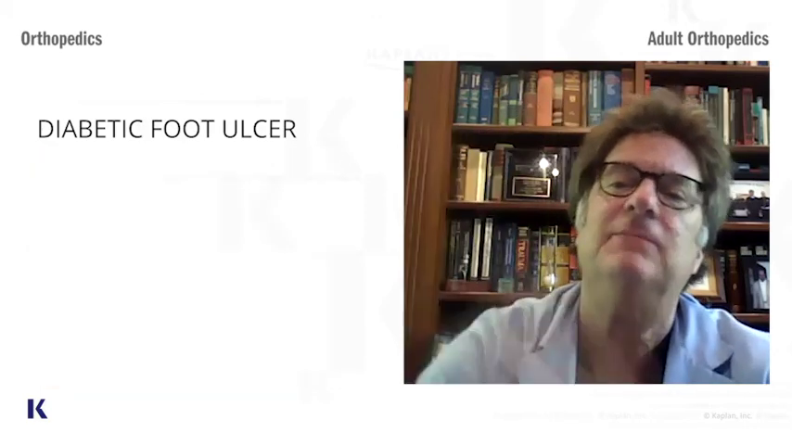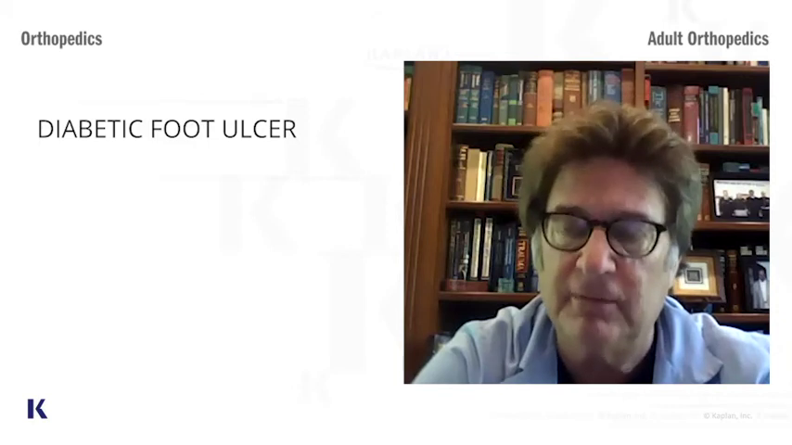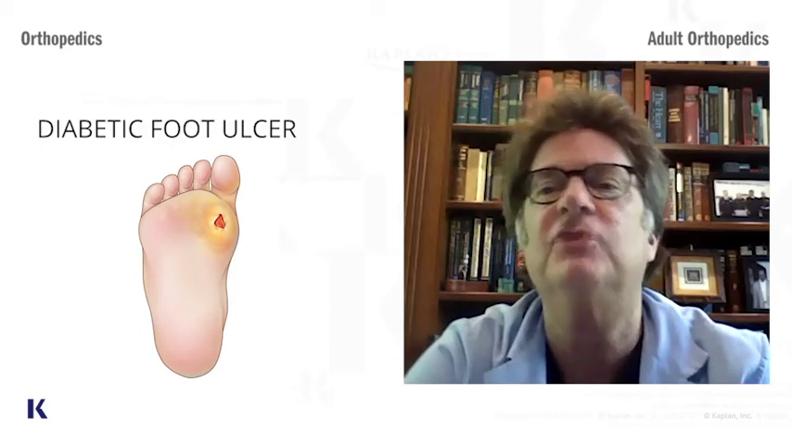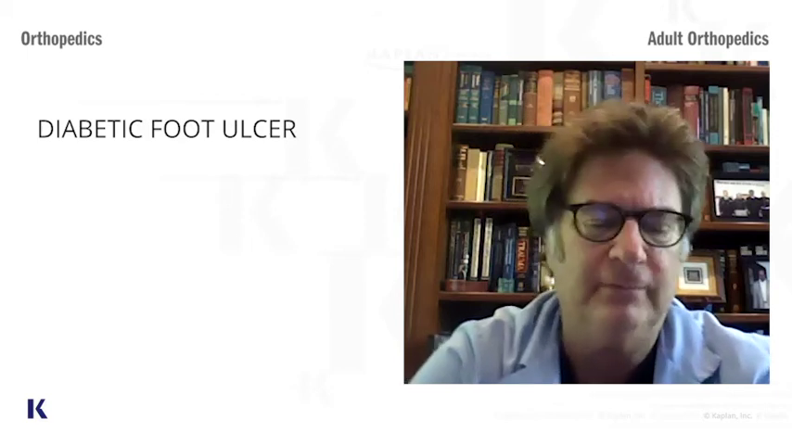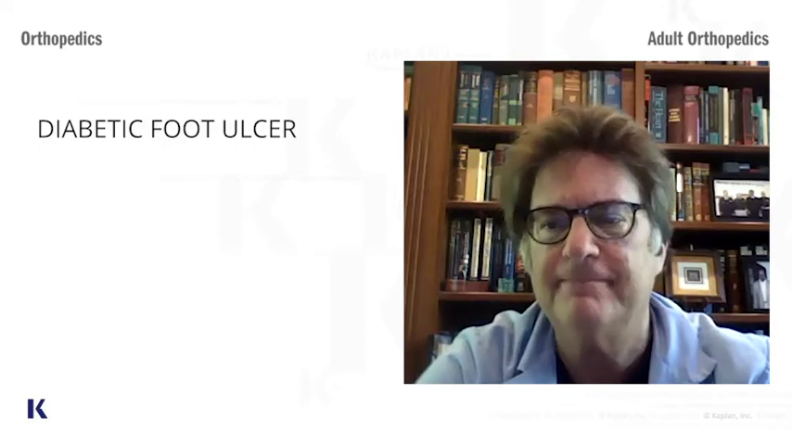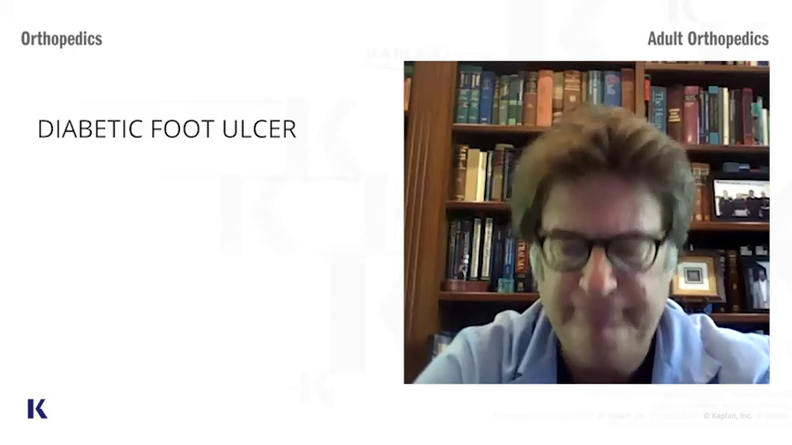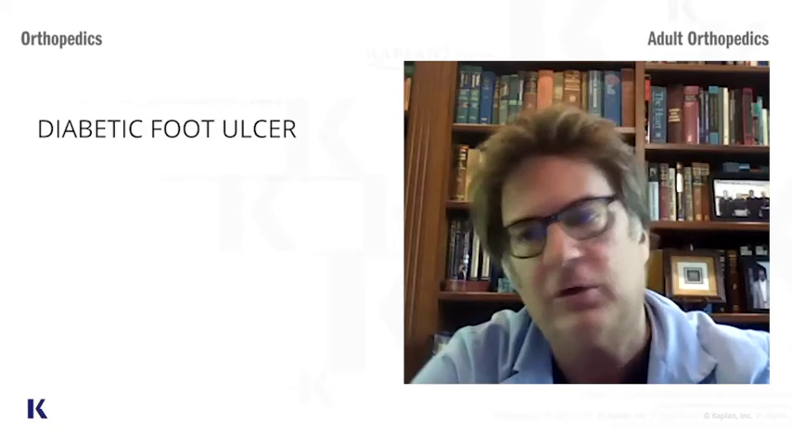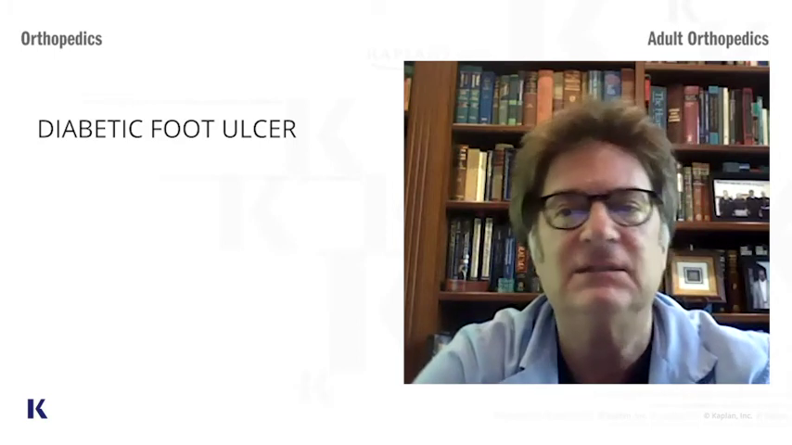The second most common location for a diabetic foot ulcer is the heel, calcaneus. So the first is the first metatarsal phalangeal joint. Second is the heel, calcaneus. Now, when you have a diabetic foot ulcer, the first thing you have to do is rule out two things. Follow me. This is very important. Number one, osteomyelitis.